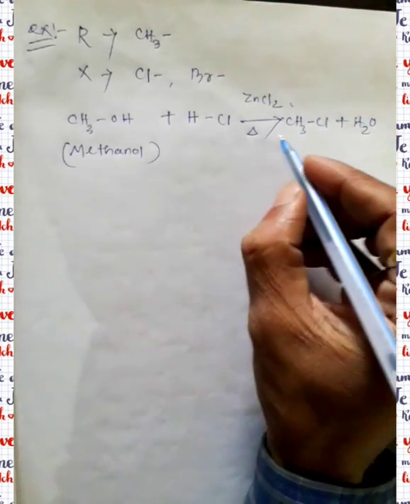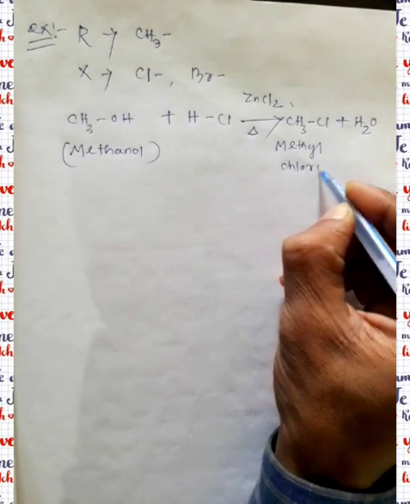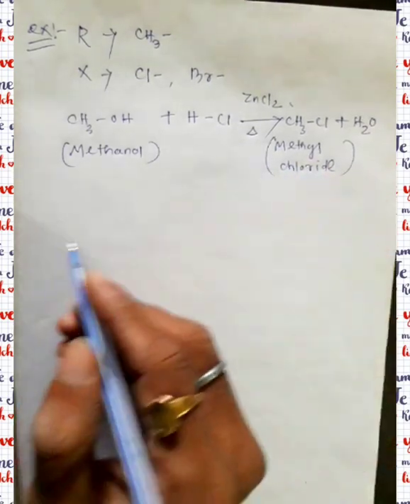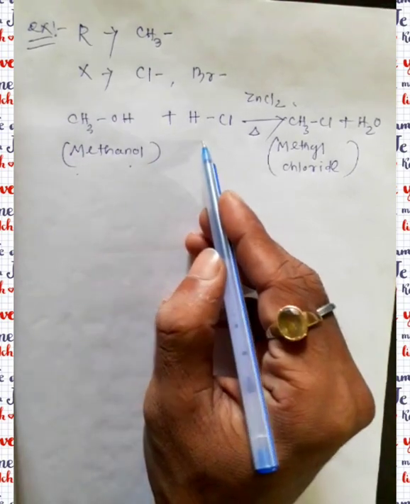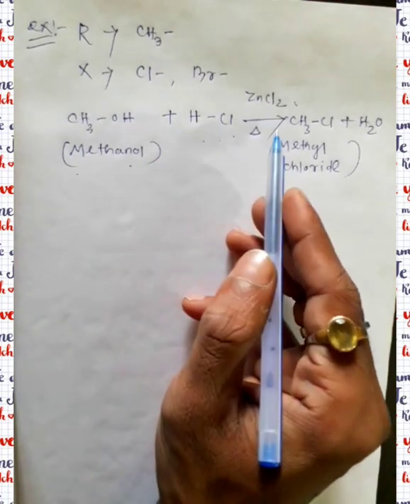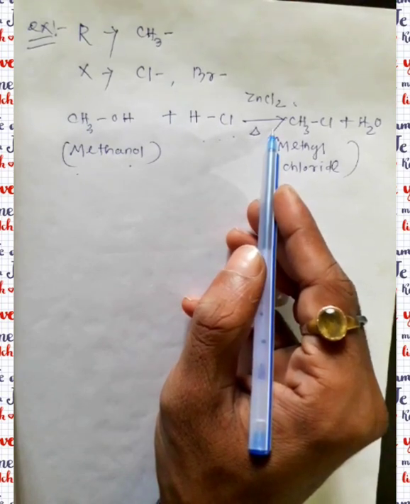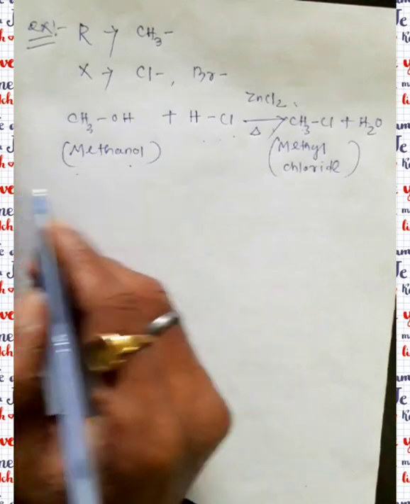This is methyl chloride or chloromethane. You can write this reaction as when methanol is treated with hydrochloric acid or hydrogen chloride in presence of ZnCl2 and heated, it forms methyl chloride.